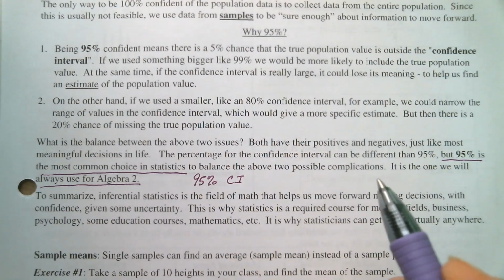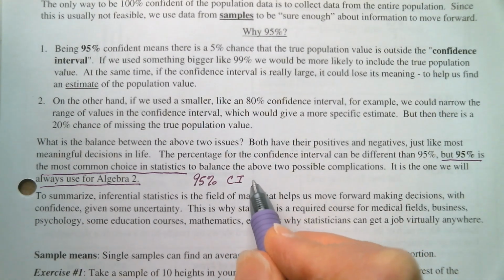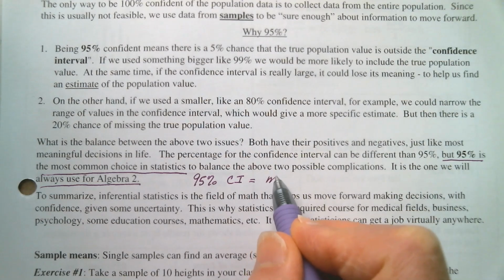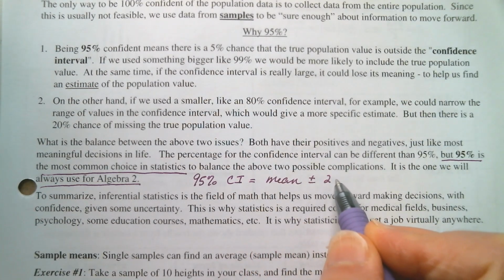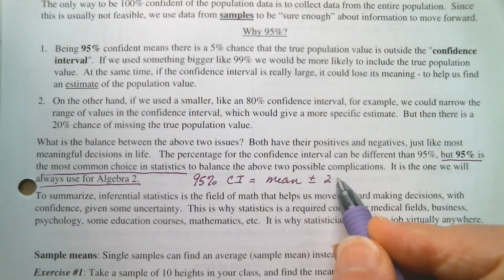And we know how to get that, right? The 95% confidence interval is equal to the mean plus or minus 2 standard deviations. And standard deviation, sometimes I abbreviate SD, or we can also just leave it as SX.